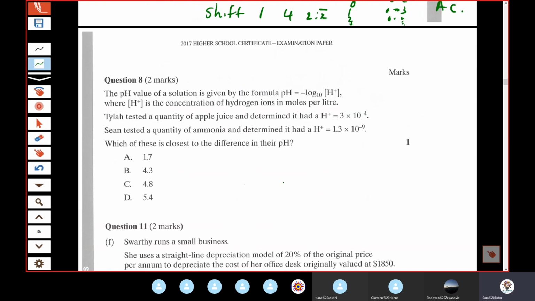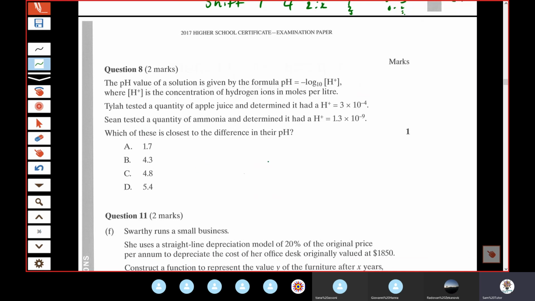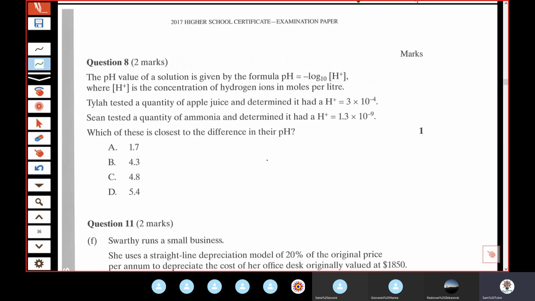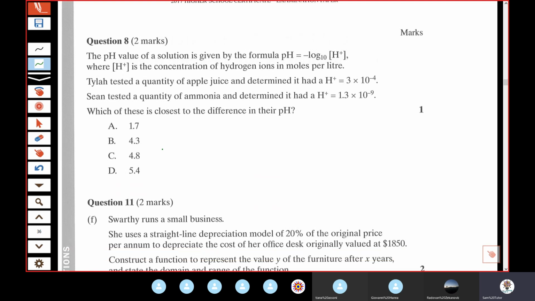So, all right, what is this one? Okay, that was an easy 1 mark. Good luck. Question 8. I don't know why they've written 2 marks, it's only worth 1 mark, it's a multiple choice. It's okay. Take your time. It's not that difficult, but they're trying to trick you with the words.